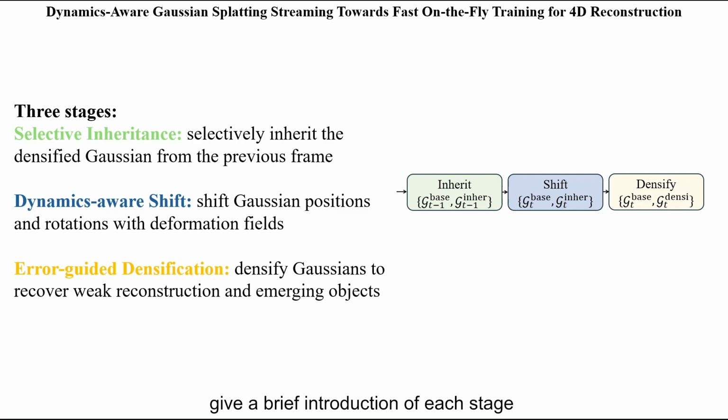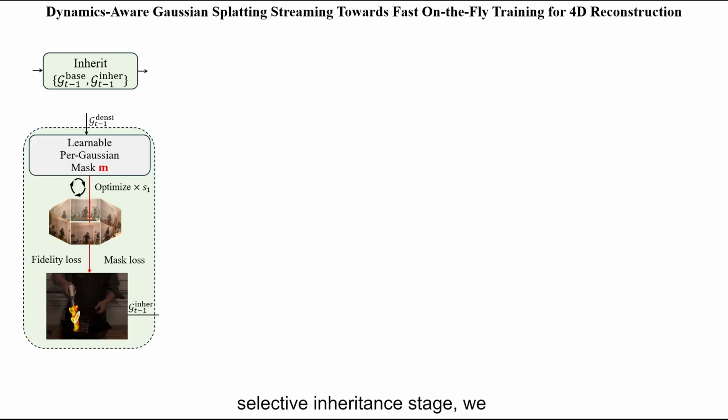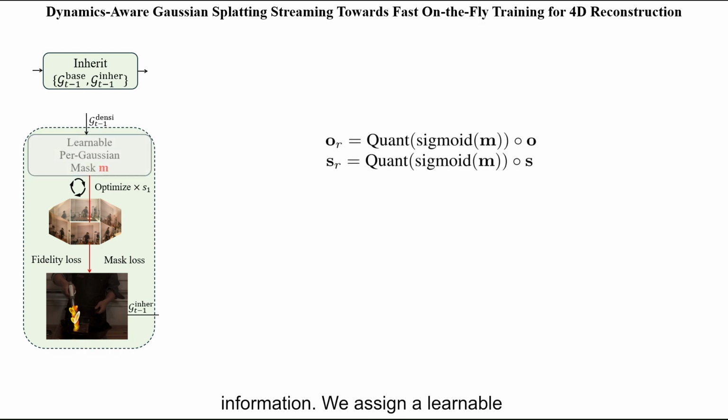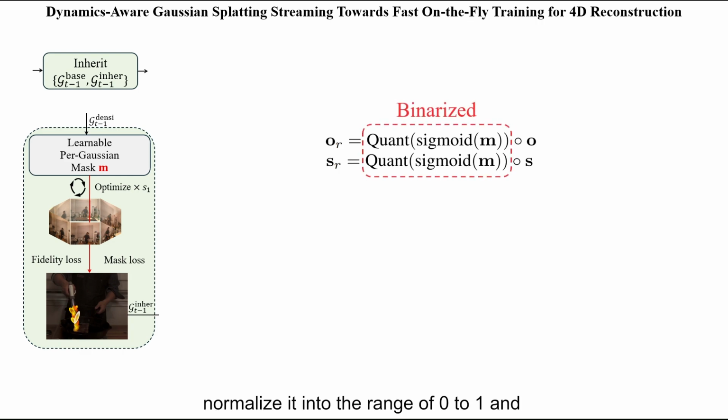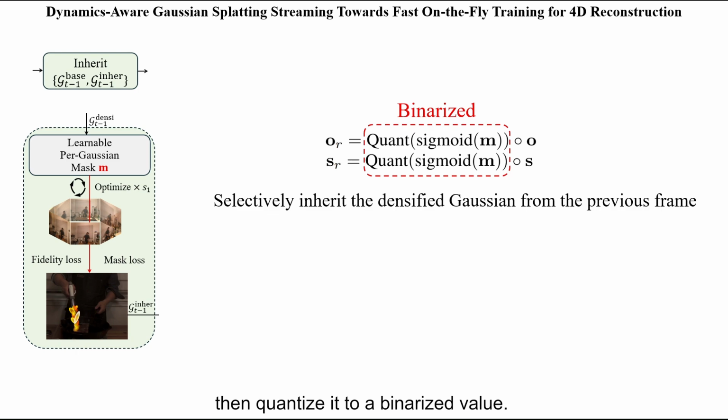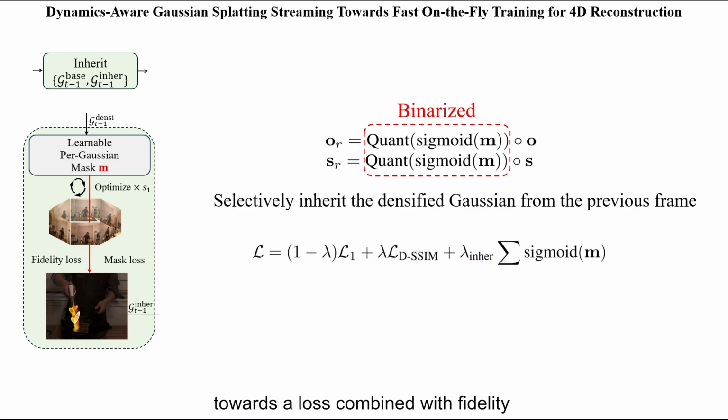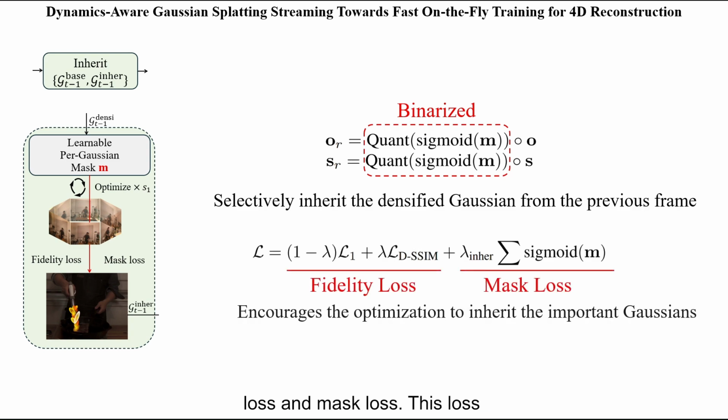Here we give a brief introduction of each stage in our proposed method. In the selective inheritance stage, we selectively preserve the densified Gaussian primitives from the previous frame to exploit the temporal continuous information. We assign a learnable parameter to each Gaussian primitive, normalize it into the range of 0 to 1, and then quantize it to a binarized value. This binarized vector decides whether to keep this Gaussian in this frame. This learnable parameter m is optimized towards a loss combining fidelity loss and mask loss. This loss encourages the optimization to preserve the Gaussians which are beneficial for the rendering, and remove the Gaussians which are redundant for the current frame. Then these inherited Gaussians and the base Gaussians flow into the next stage.